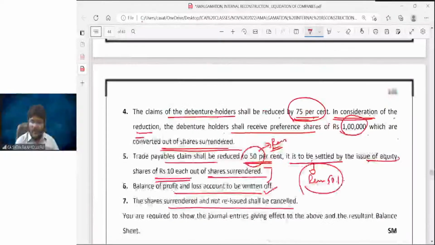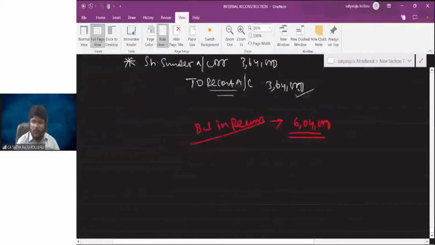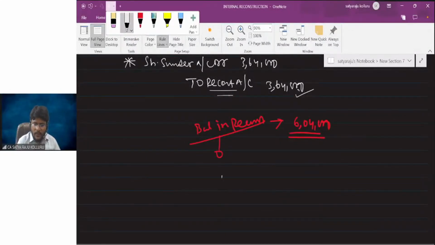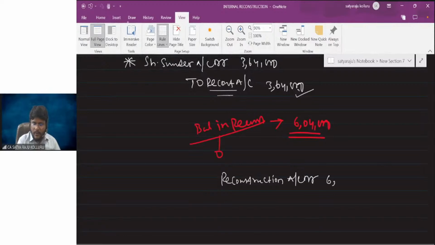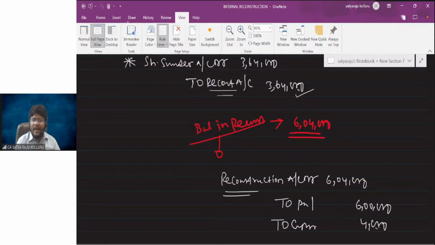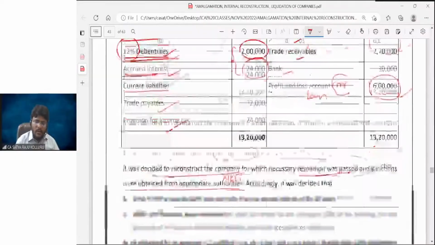What is the balance in the P&L account? We have 6 lakh. Now you can record the entry: reconstruction account debtor 6,04,000 to P&L 6 lakh, to capital reserve 4,000. Whatever the balance remaining, you can transfer to capital reserve. That's it.